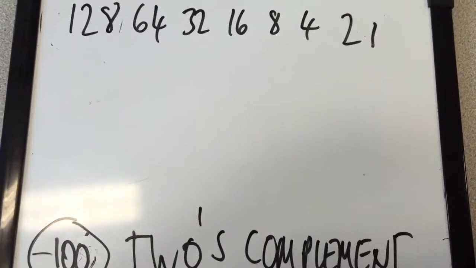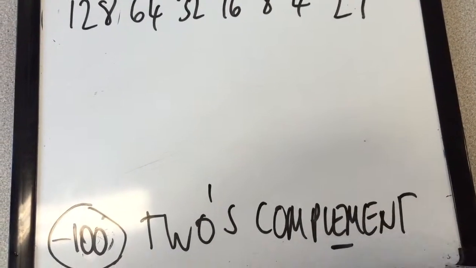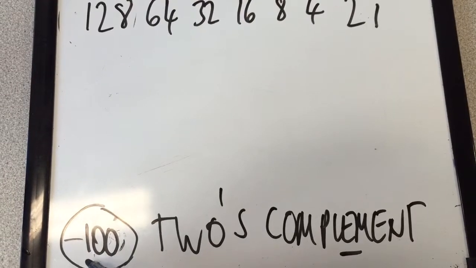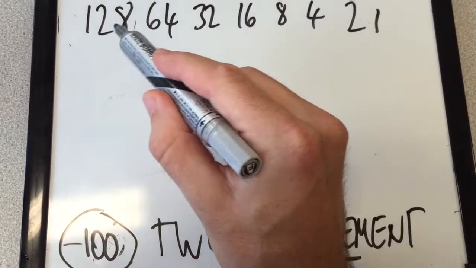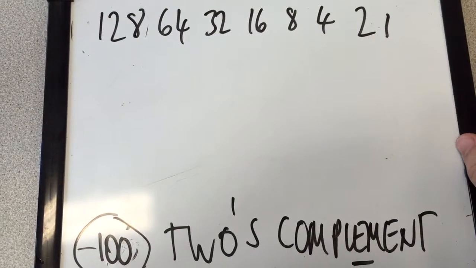2's complement, the cheat's way. Note the spelling of 2's complement. I want to represent the negative 100. And hopefully I don't have to explain the numerical pattern to you because you should already understand binary by this point.